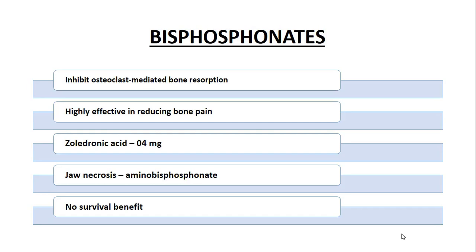bisphosphonate inhibits osteoclast mediated bone resorption, and is highly effective in reducing bone pain. Zoledronic acid is a bisphosphonate which is given at 4 mg, but it causes the side effect of jaw necrosis. But bisphosphonate has no survival benefit. It is only given for pain.